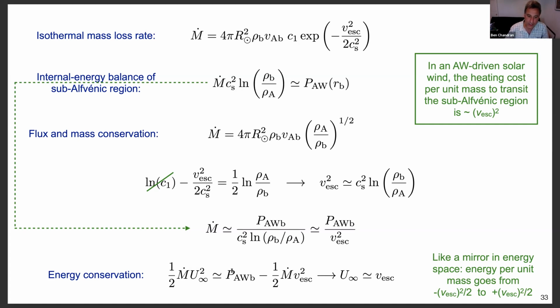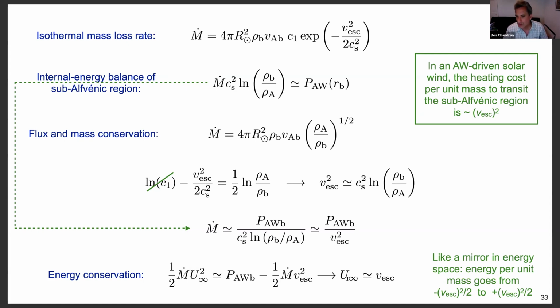Now, in the previous equation, we have an equation that tells us that the Alfvén wave power is simply m dot times v escape squared. Plug that into this equation, the right-hand side becomes plus 1/2 m dot v escape squared. That equation tells us that u infinity is approximately the escape velocity. This is also a very simple result, but also similar to what we see in the solar wind. The escape velocity is 617 kilometers per second.